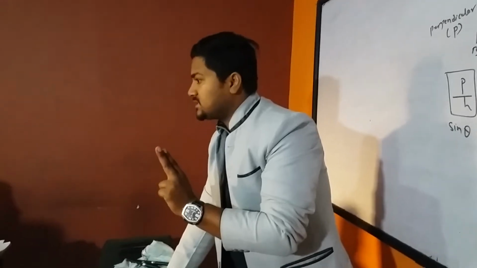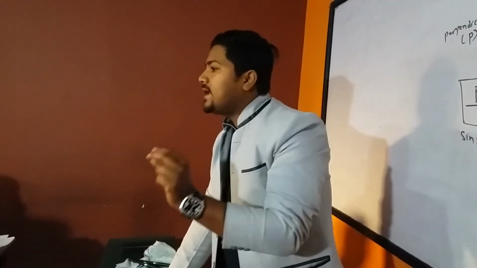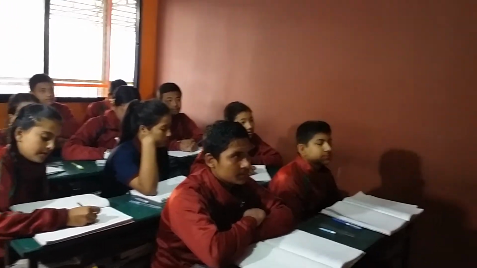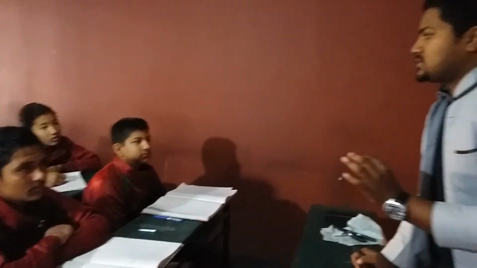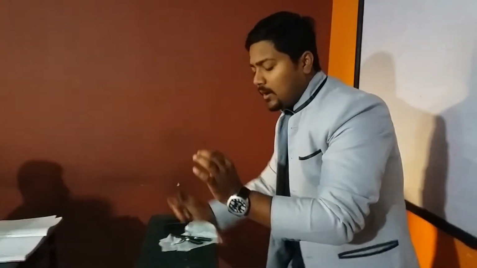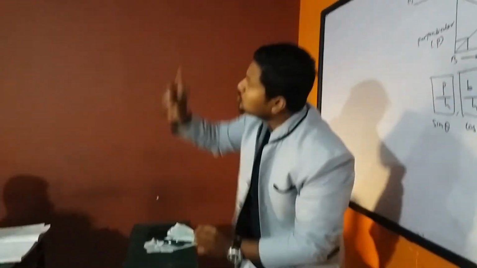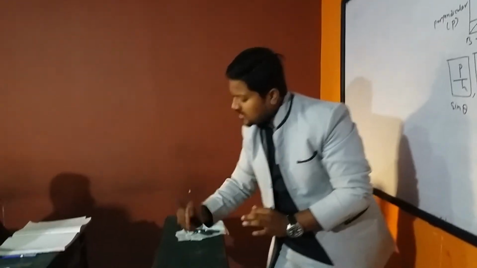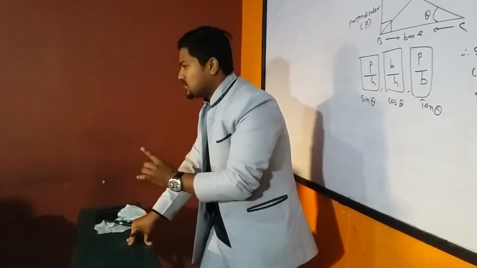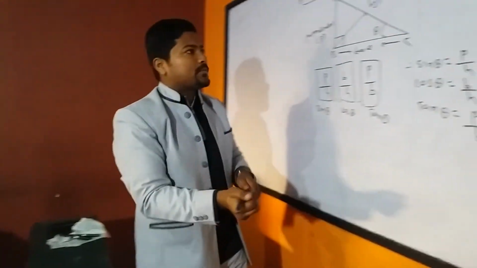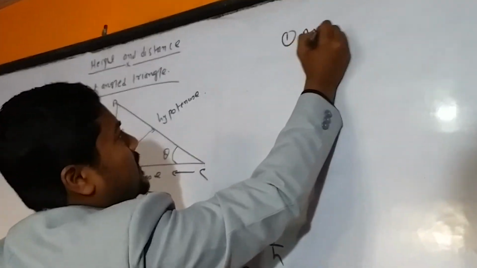There are 2 points: angle of elevation and angle of depression. Simply, angle of elevation means a person looking from down to up. From bottom to top, if you observe anything, the angle made is called the angle of elevation. Angle of elevation means bottom to top, and angle of depression means top to bottom. So we have to understand these 2 points.